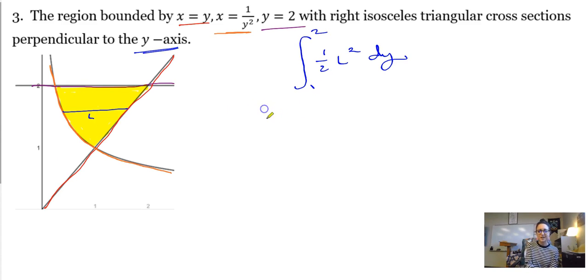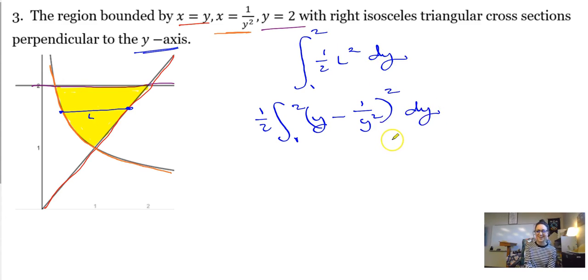So I'm going to go ahead and factor out that 1/2. I've still got integral from 1 to 2. Now I just need a formula for L. Okay, so is L going to be top minus bottom or right minus left? L is going to be right minus left, which is the red function minus the orange function. So the red was x equals y, minus the orange is 1 over y squared. Keep in mind that's L, and what do I want to do with L? I've got to square it, and then I've still got this tiny depth of dy, okay?